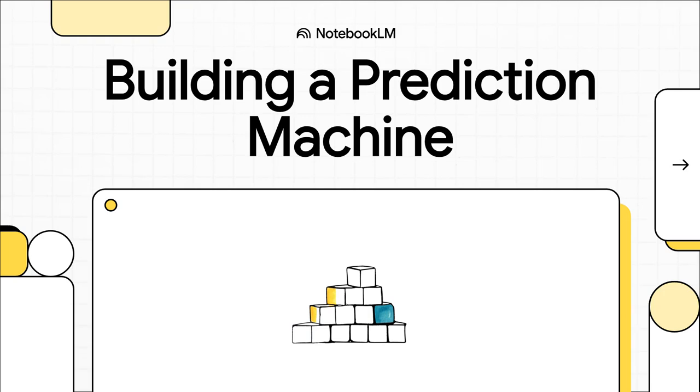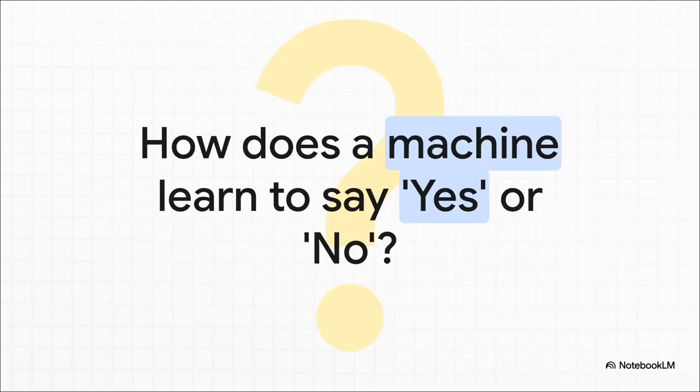Ever wondered how a machine actually learns to make a prediction? How does it decide if an email is junk or if you should probably grab an umbrella on your way out? Well, today, we're going to find out by building a prediction machine right from scratch. Because when you think about it, a lot of really complex predictions just boil down to a simple choice, right? A yes or a no.